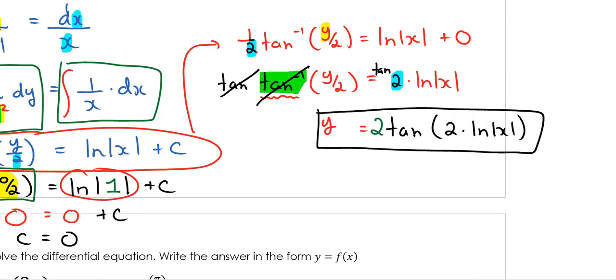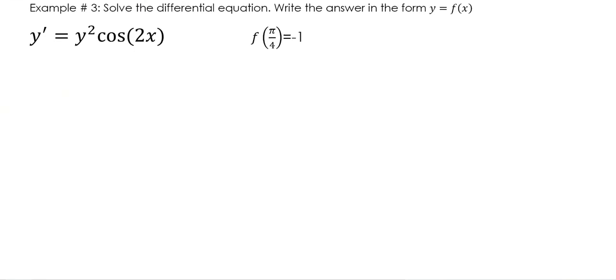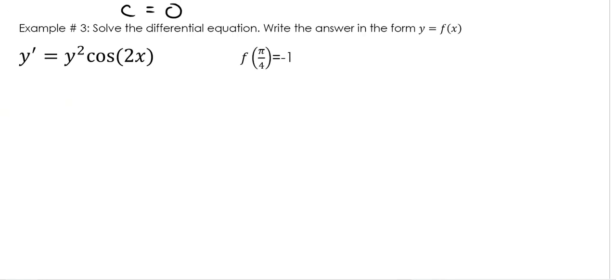Okay, so that was a good question, and let's move on with the next few examples here. For example number 3, once again I have another differential equation, but this time we have a trig function in here, and our initial condition has f of pi over 4 equals -1.